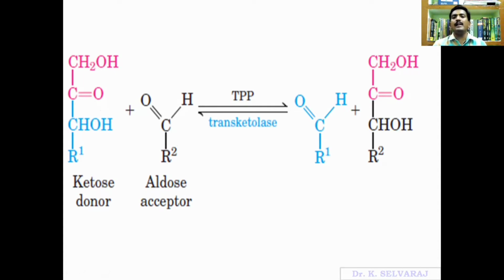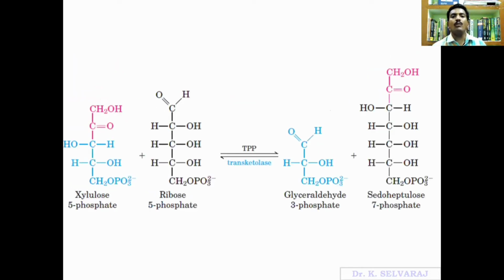This enzyme is highly dependent on TPP, that means thiamine pyrophosphate. Okay, the thiamine pyrophosphate. This enzyme is involved to transfer the aldo group into a ketose and also the keto group into an aldose. Let us see how this aldose group and the keto group are transferred in this reaction. First, the xylulose 5-phosphate and the ribose 5-phosphate. The xylulose 5-phosphate has a keto group, and the ribose 5-phosphate contains the aldo group.